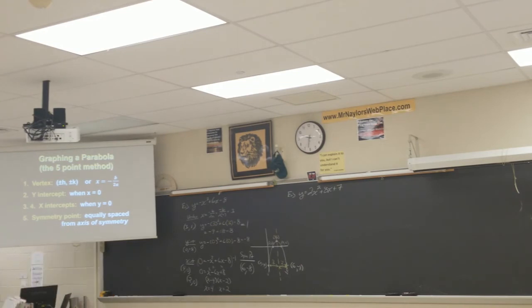Are you willing to try to find as many of these 5 points as you can, starting with the vertex? Okay, so we've got 2x squared, 8x, and 7. See if you can get this right, especially the vertex. Everything is based on the vertex.